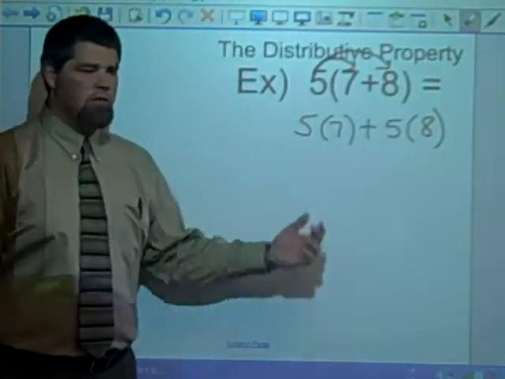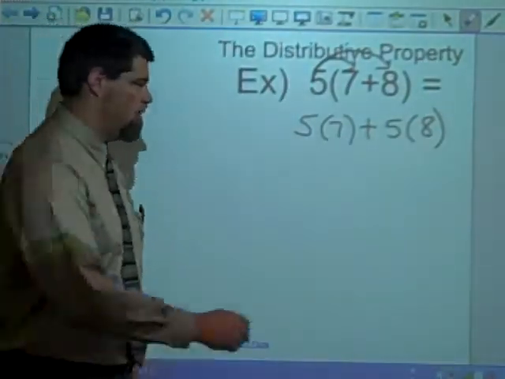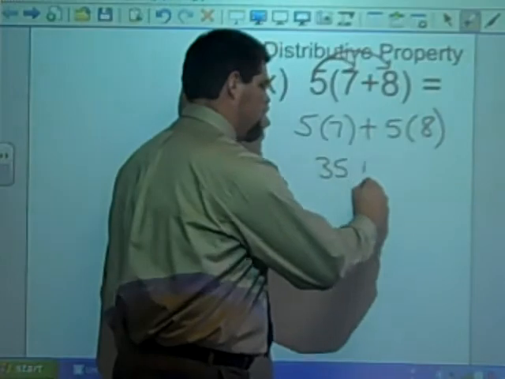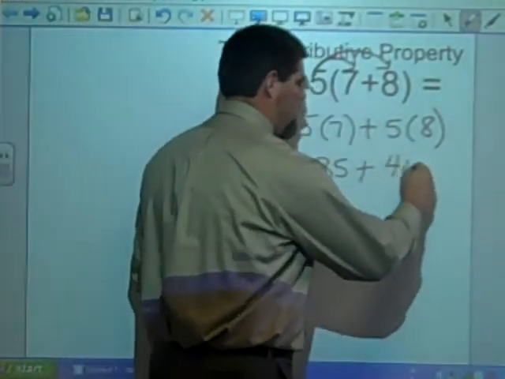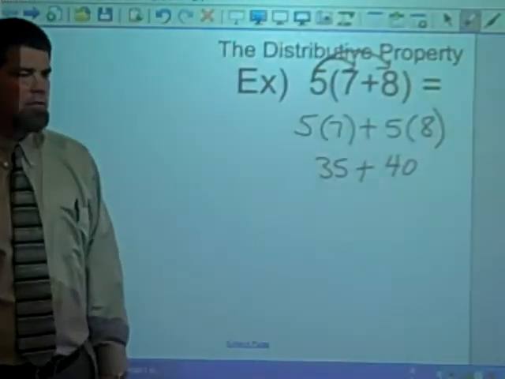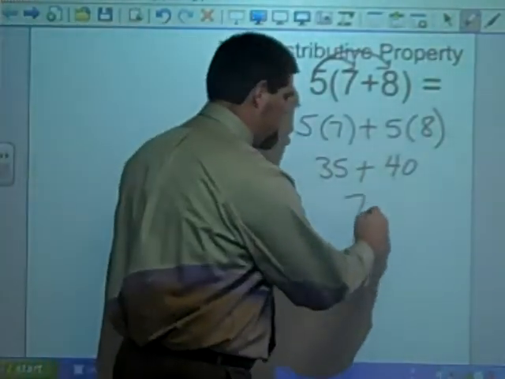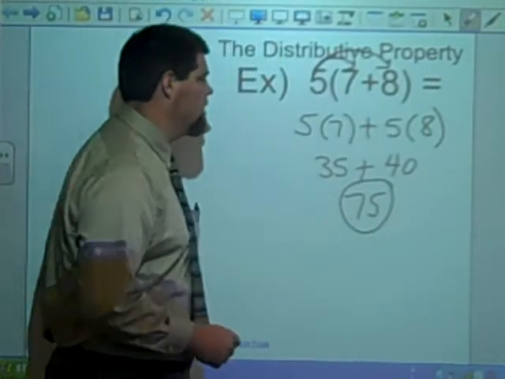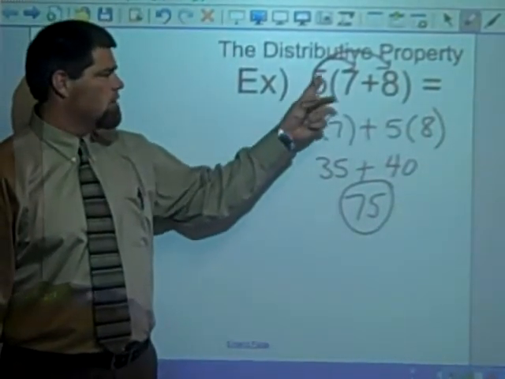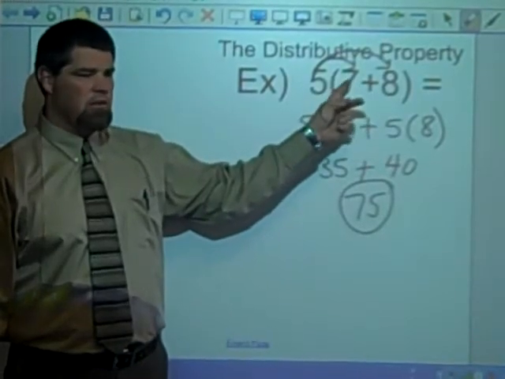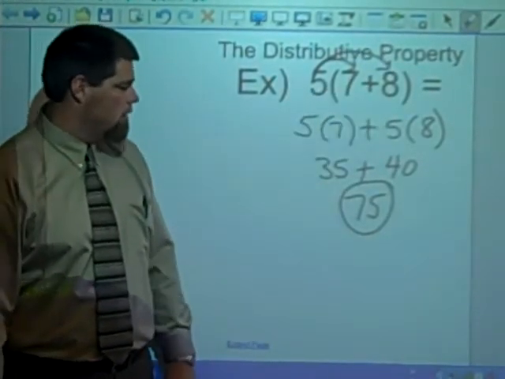Okay, and then 5 times 7 gives us 35. Plus 5 times 8 gives us 40. Now we're going to add 35 plus 40 is 75. Remember, when we do the distributive property, you're taking the variable or the integer on the outside, multiplying it by the numbers that are inside the parentheses there.